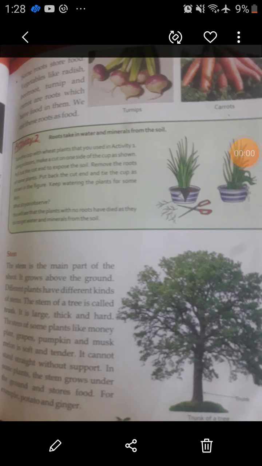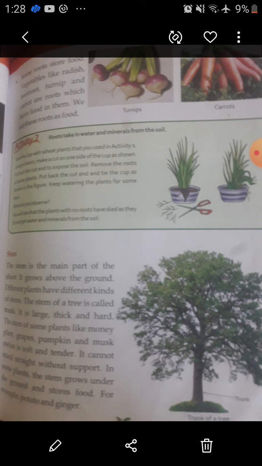Good morning, students. As all of you know, we are studying the plants, their parts, and their functions. Okay, so today we will study the stem and its function.